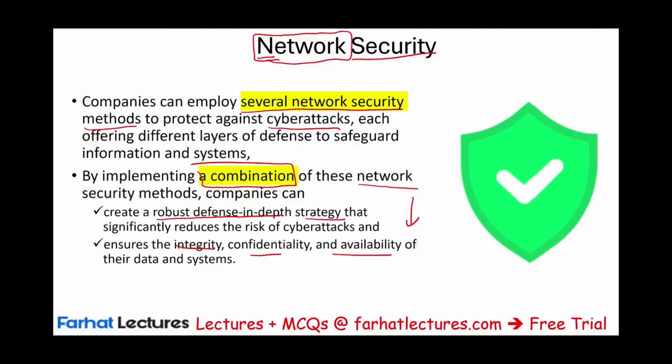So in this session, we're going to look at those methods that companies can utilize to protect their network. There are several methods. We're going to look at each one of them separately, but remember, companies can use all of them at the same time. Let's go ahead and get started.